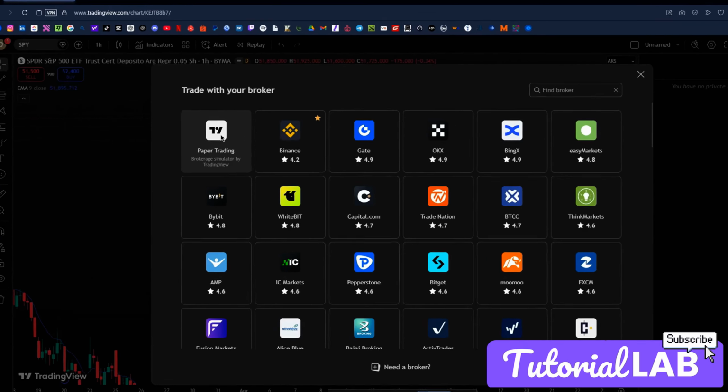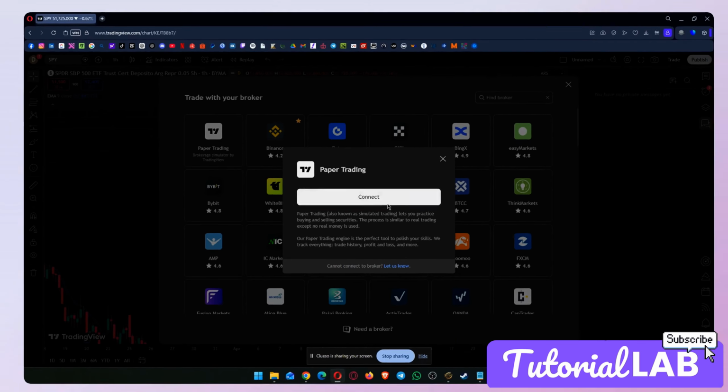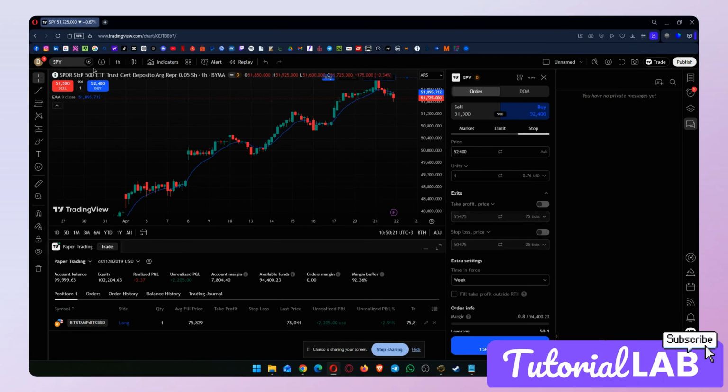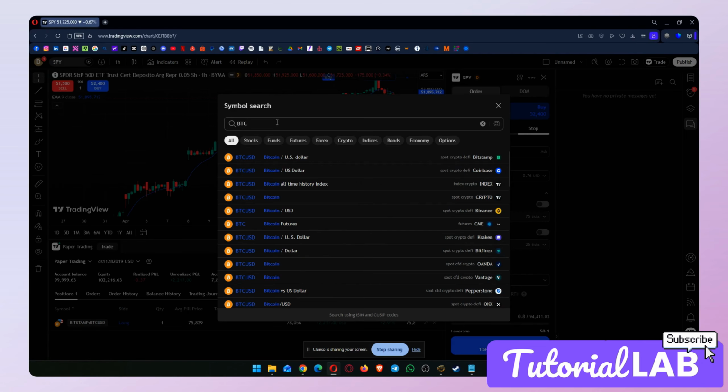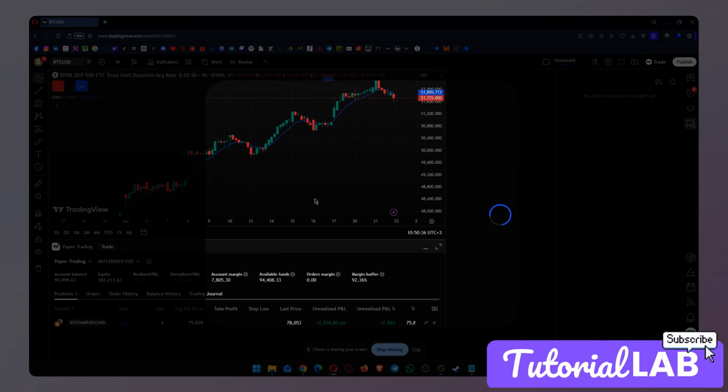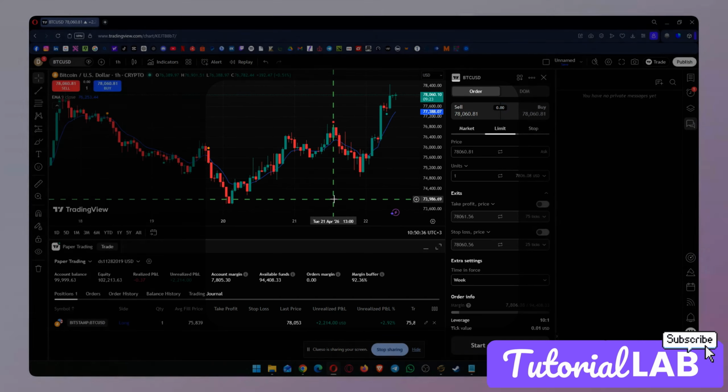Let's choose Paper Trading as our broker for this example. Once we connect, we can type in search for our symbol like BTC. We will see different options such as Bitcoin, crypto, and Coinbase. We just need to select the Bitcoin we want to trade.